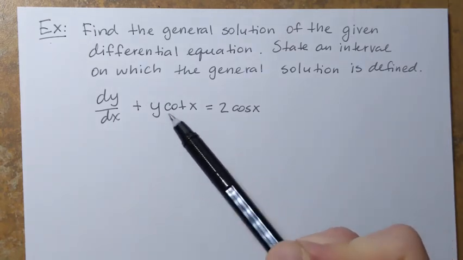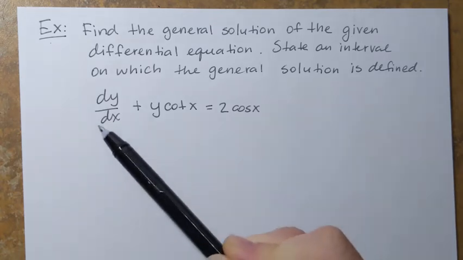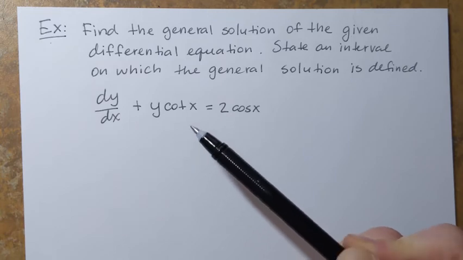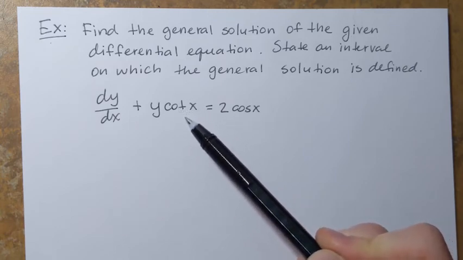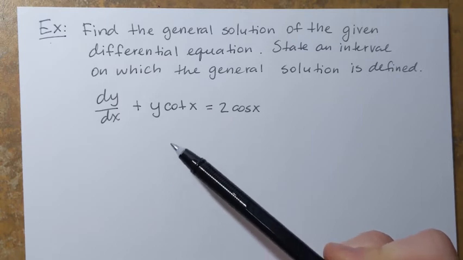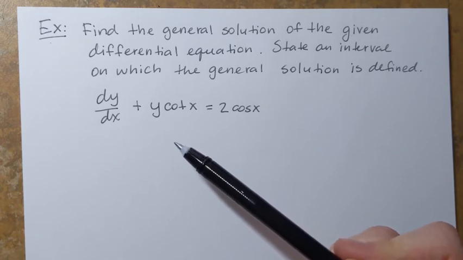Okay, so let's look at it. First of all, notice that this is a linear differential equation, right? Both the derivative and y are raised to the first power. All coefficients depend on the independent variable x. To proceed with this equation, we're going to follow the following steps. First, we need to put our equation in standard form.